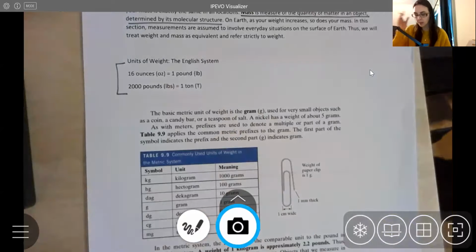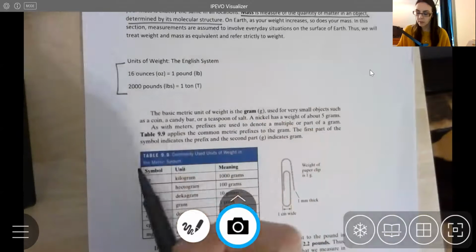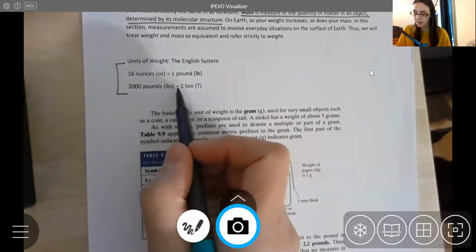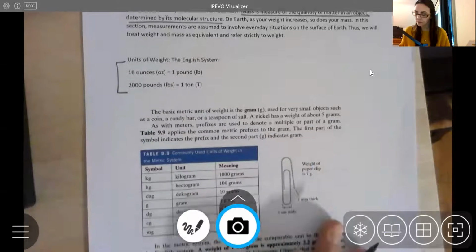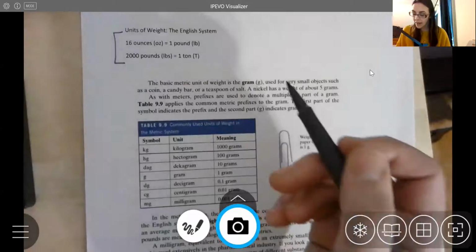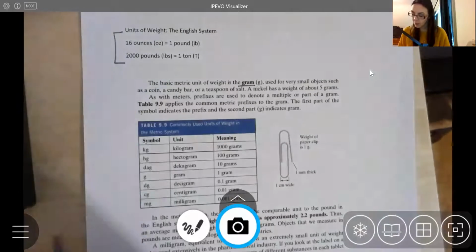So for the English system, 16 ounces is the same as 1 pound. We use lb for pound. And 2,000 pounds is the same thing as 1 ton. And that's with a capital T here. For metrics, the basic unit is grams. So G for grams. It's used for very small objects such as coins, candy bars, teaspoons of salt. For instance, a nickel weighs about 5 grams.